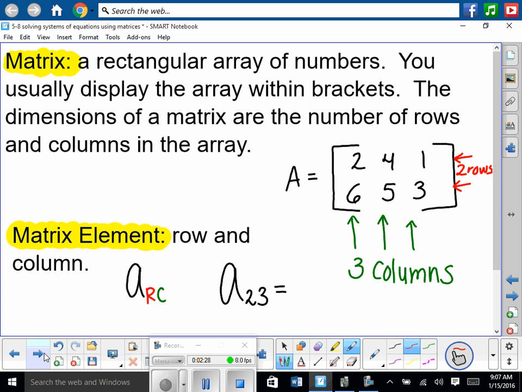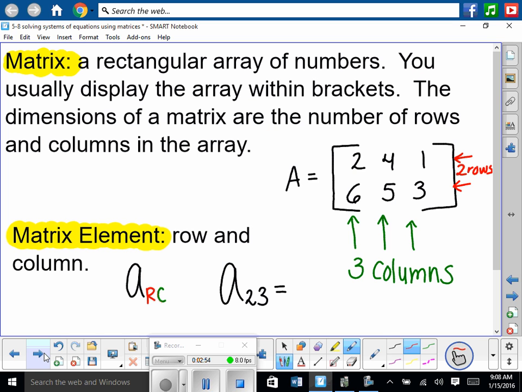All right. So first of all, we have to know what a matrix is. A matrix is a rectangular array of numbers. So look right here. We have this rectangle type thing, a rectangular array of numbers. We have these numbers set up looking kind of like a rectangle. And you usually display the array with brackets. So notice I have some brackets. That is how you usually can say I have a matrix.